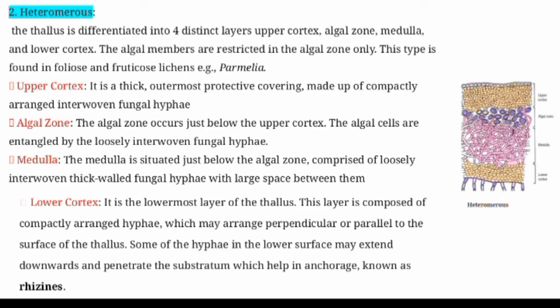Medulla: the medulla is situated just below the algal zone, comprised of loosely interwoven thick-walled fungal hyphae with large spaces between them. The lower cortex is the lowermost layer of the thallus. This layer is composed of compactly arranged hyphae which may be arranged perpendicular or parallel to the surface of the thallus. Some of the hyphae in the lower surface may extend downwards and penetrate the substratum, which helps in anchorage, known as the rhizines.